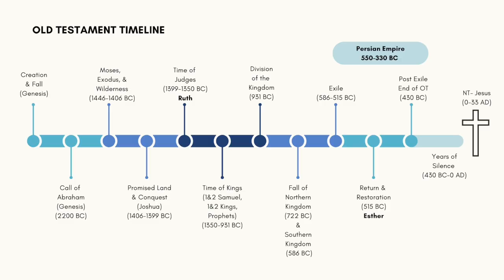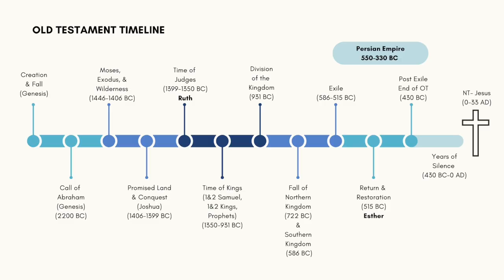So we just were in the book of Ruth. So we would have been in the time of the judges right here. And the time of Esther is way over here, in the return and the restoration. If we think about the book of Ruth, how did we end the book of Ruth? There was a family tree. And who was mentioned in that family tree? Anybody remember? King David, yes.